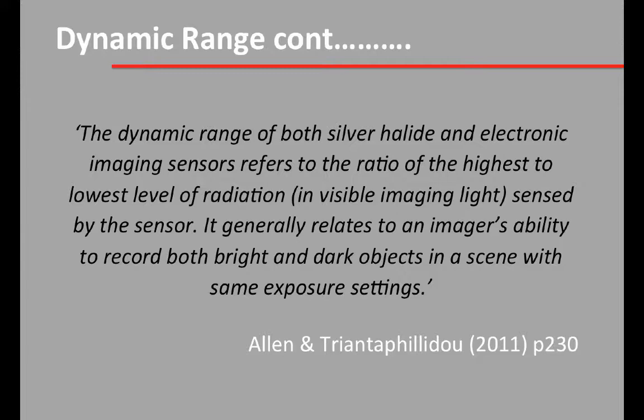It generally relates to an imager's ability to record both bright and dark objects in a scene with the same exposure setting. So one single exposure gives you the ability to record detail in the highlights, detail in the shadows. That's what we're trying to aim at. But that will depend on the subject brightness range. You get scenes that have greater subject brightness range, more contrast, like the scene I showed you in that earlier photograph, and the physical capacity of the analog signal in the sensor.